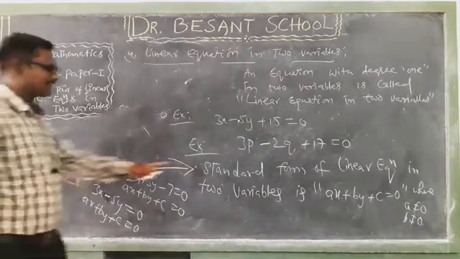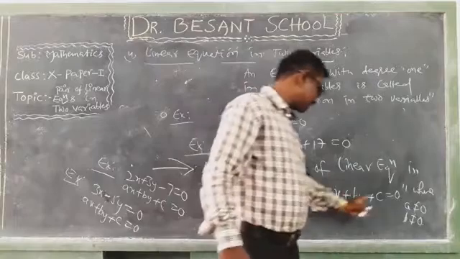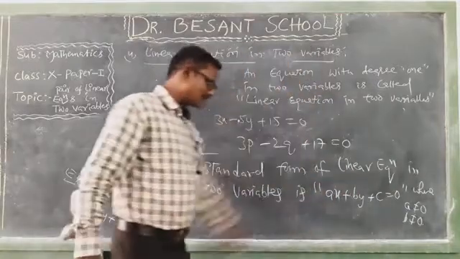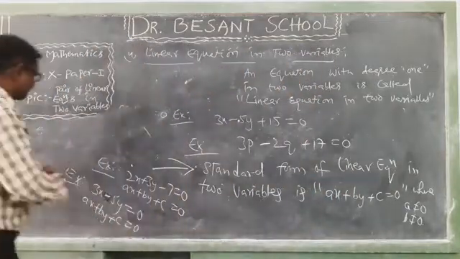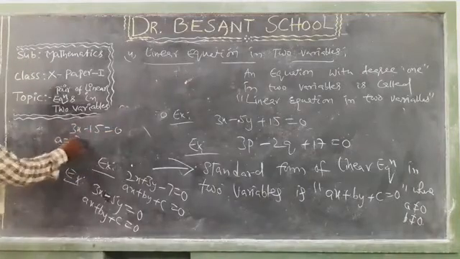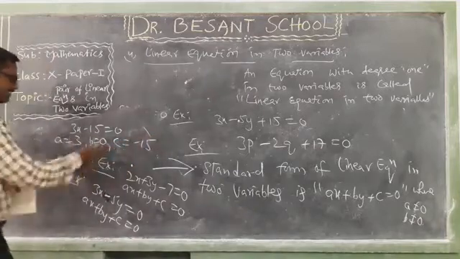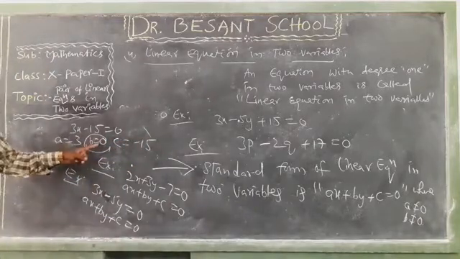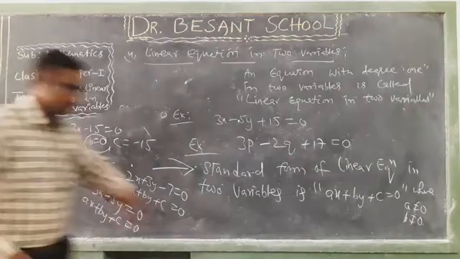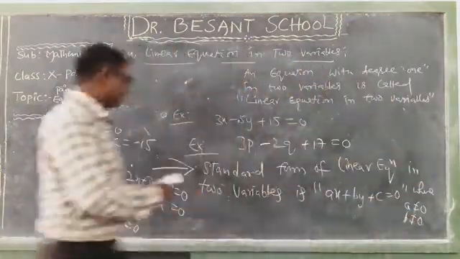So, linear equation in two variables. Standard form is what? Ax plus by plus c equal to 0, a not equal to 0, b not equal to 0. For example, here 3x minus 15 is equal to 0. A is equal to 3, b is equal to 0, c is equal to minus 15. Here b, the coefficient of y, is equal to 0. We are not supposed to take b equal to 0. B not equal to 0 in the standard form.